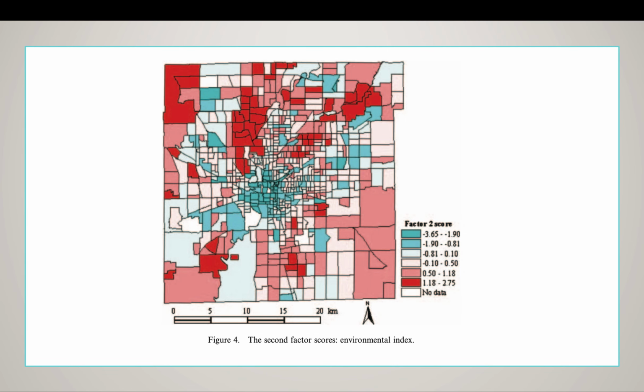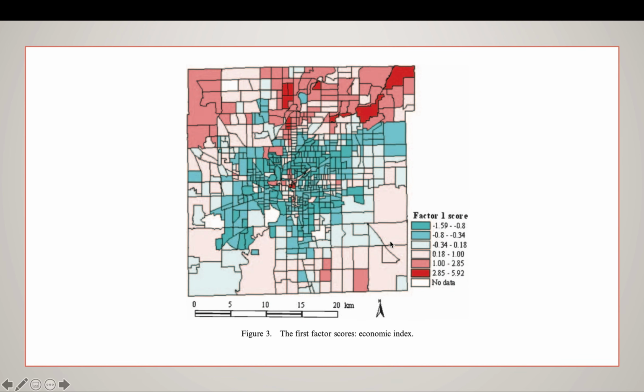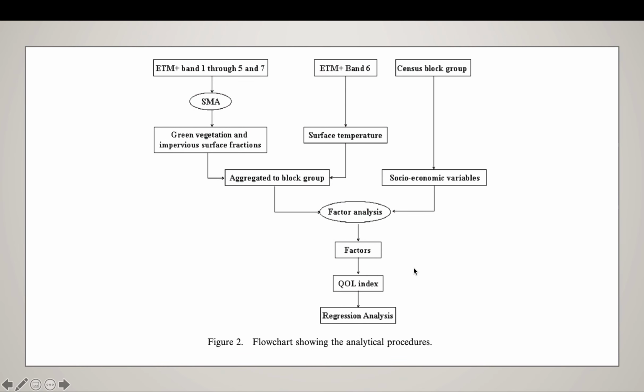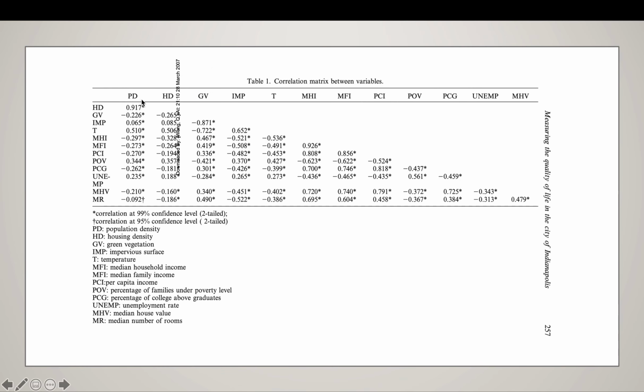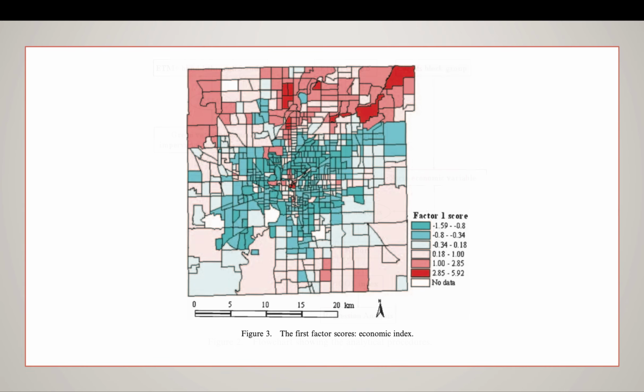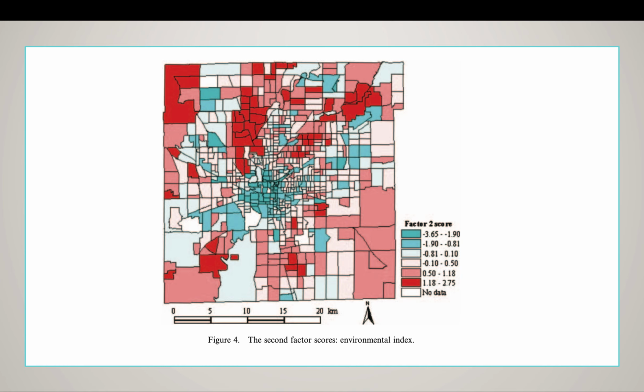On this next map, we can see that the second factor score was the environmental index. And as you can see on the previous map, most of the high economic index is around downtown. And if we go back into a graph, we can tell that a high income is really correlated to the population income. And that's why you can see that most of the green area with high environmental index also happens to overlap with the high income area.